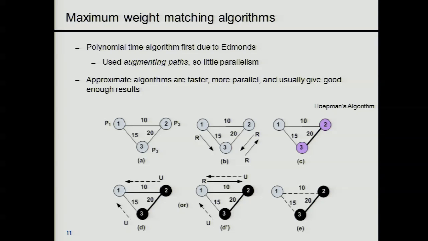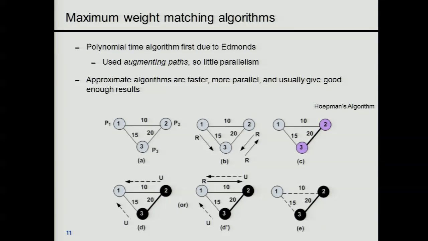Okay, so there are some polynomial time algorithms which can provide a maximal matching. They use something known as augmenting paths. They're just computationally complex. They take, I think, VE squared or something like that. So typically in practice, people use approximate algorithms. They're faster. They're certainly much easier to parallelize, and they usually give good enough results for practical problems. So usually what's used are these approximate algorithms for fast matching. And they're all sort of based on this concept by Hoepman here.